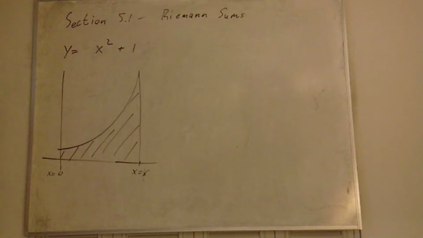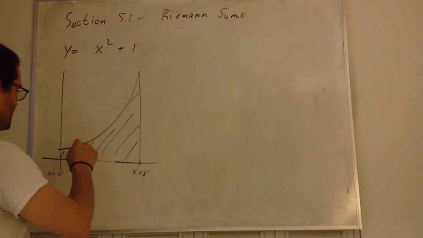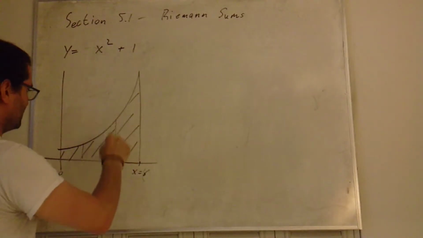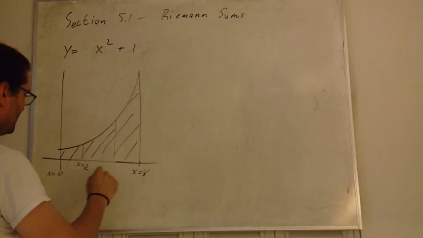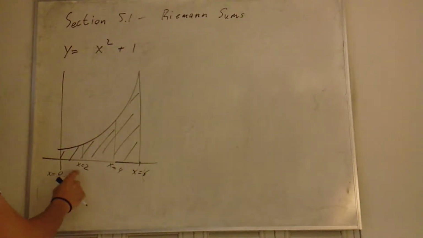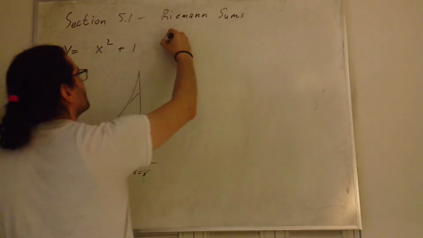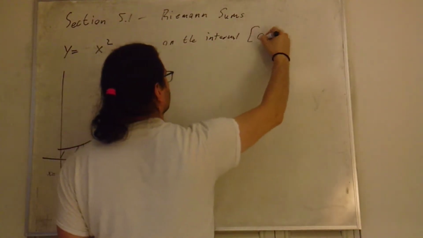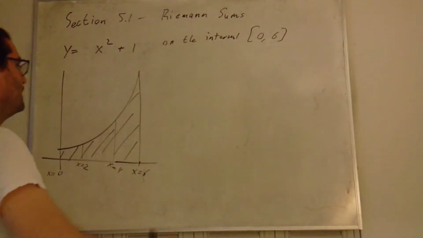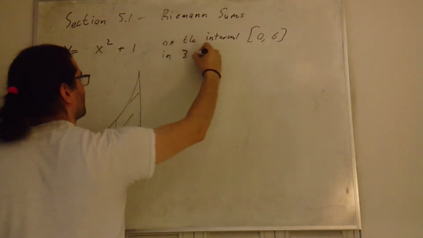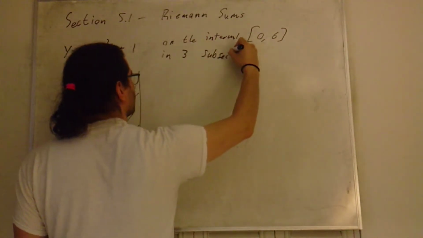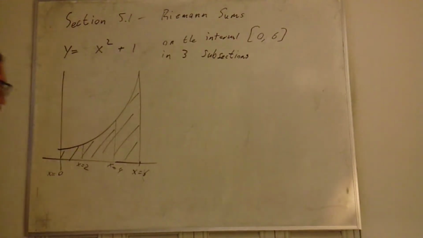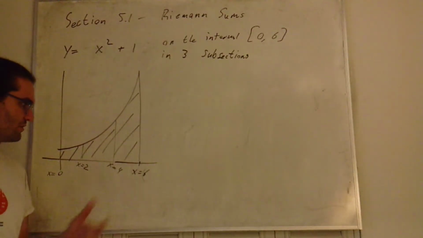So the trick to doing this is going to be to split this into pieces. I'm going to split it into 3 pieces. Those 3 pieces are going to happen at x equals 2 and x equals 4. The interval from 0 to 6 in 3 subsections. So 0 to 6 is the length of our entire interval. We're going to split that into subintervals from 0 to 2, 2 to 4, and 4 to 6.